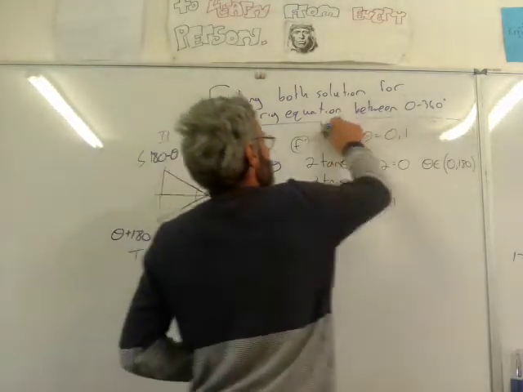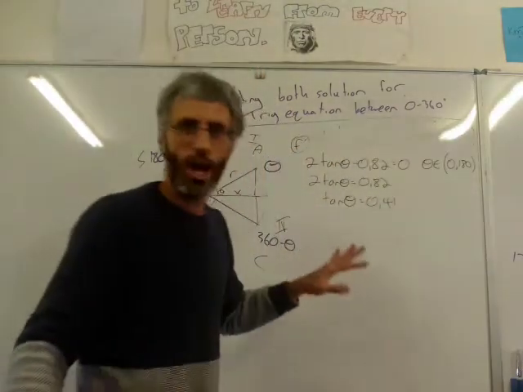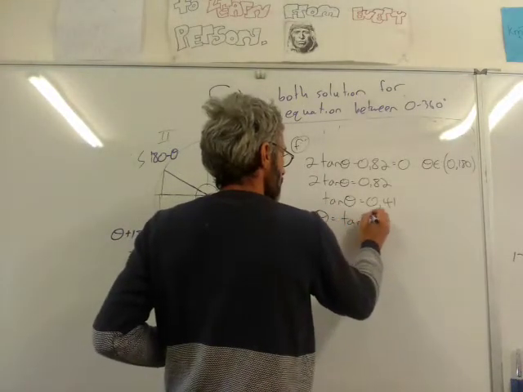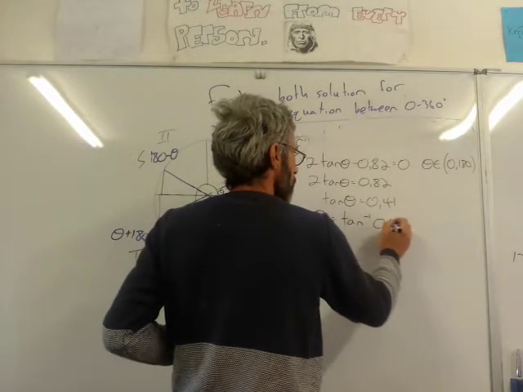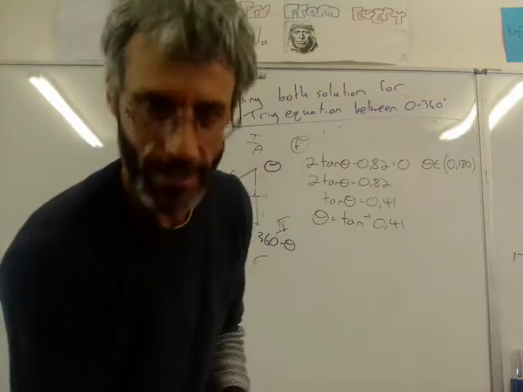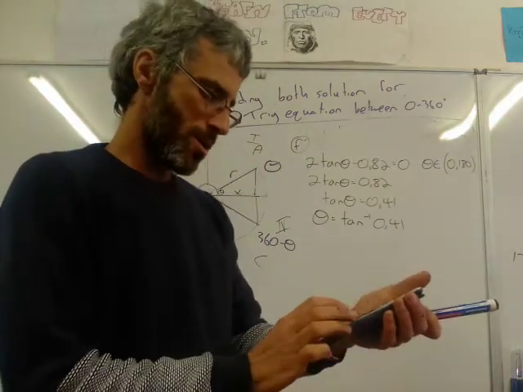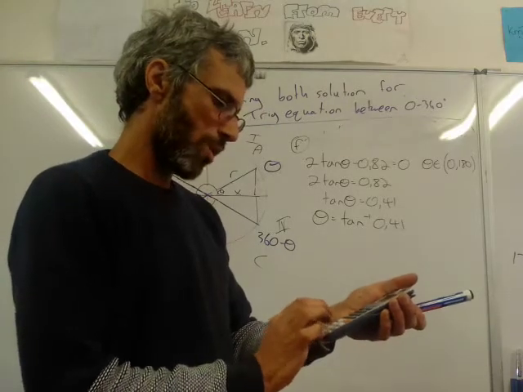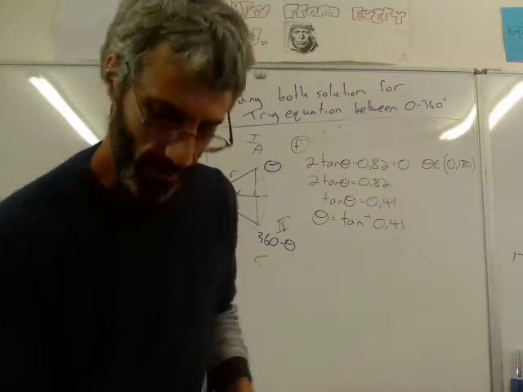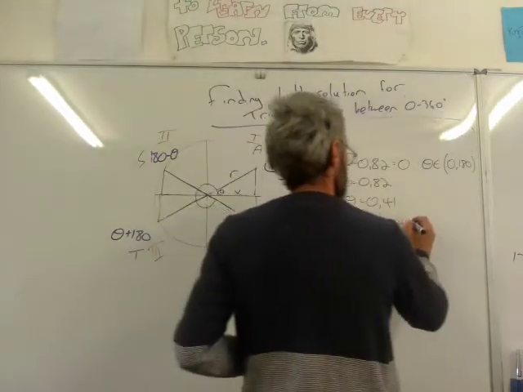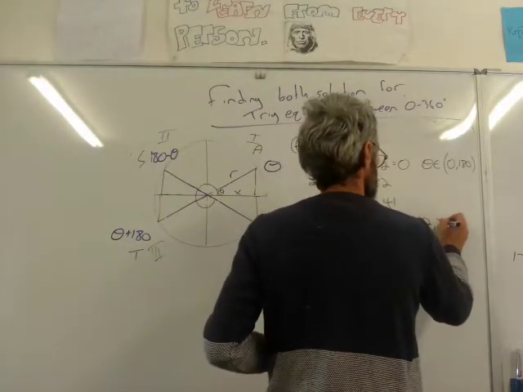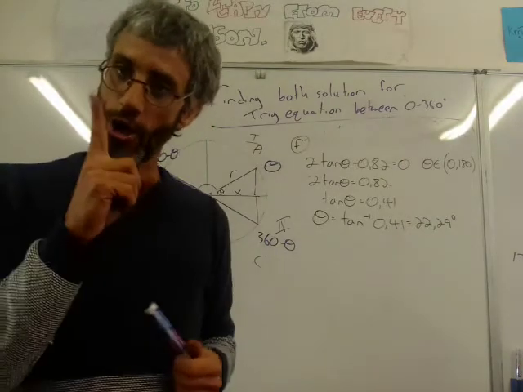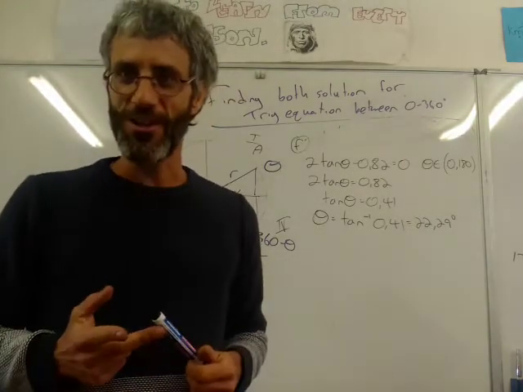Now let's just use the calculator. We find theta equals tan minus 1 of 0.41. That's the calculator: shift tan 0.41 equals 22.29 degrees. Is that right? Yes. Now, that's one answer. But we know we have another answer.